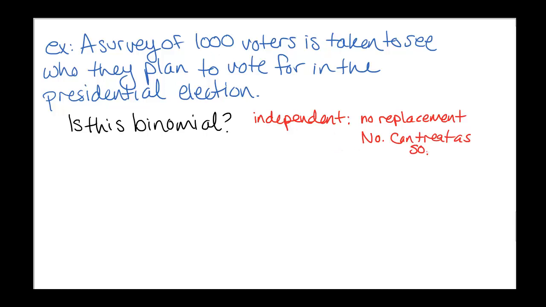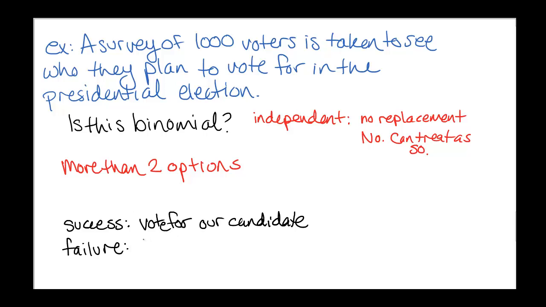However, the problem here comes when we look at the results. The results of this survey are not going to be two options. If we're asking who people are going to vote for, there's more than two candidates in most presidential elections. So we'd have a problem there. Now, say we were interested in one particular candidate, we could consider success as voting for that candidate, and then failure would be a vote for anyone else. And this would be a way to turn this into a binomial problem. But as this is stated, we would say that this is not binomial.